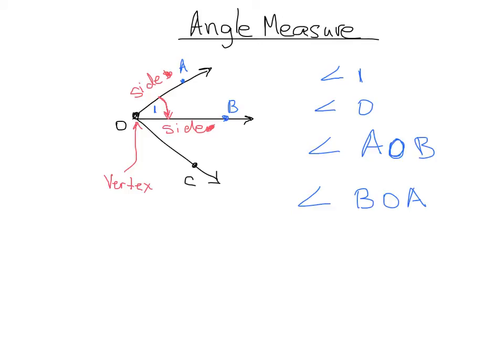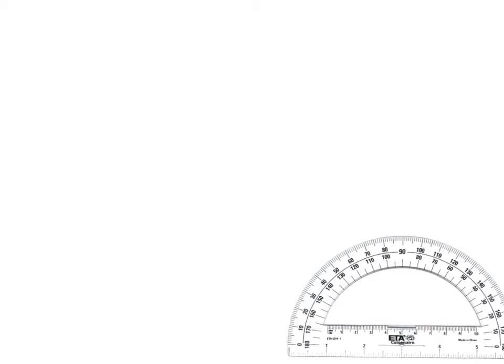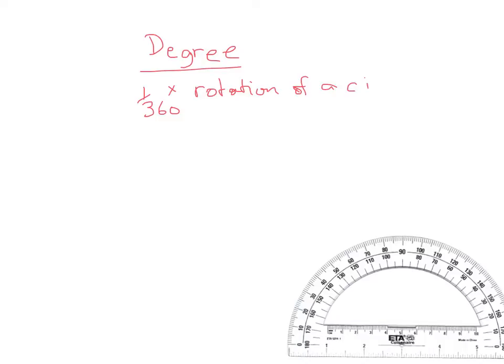Okay, but how are angles measured? Well, first of all, angles are measured using a unit called degrees. And I would like to make sure you understand what a degree is. A degree is 1 out of 360 of the rotation of a circle. So let's write that down: 1 out of 360 of the rotation of a circle. What do I mean by that?